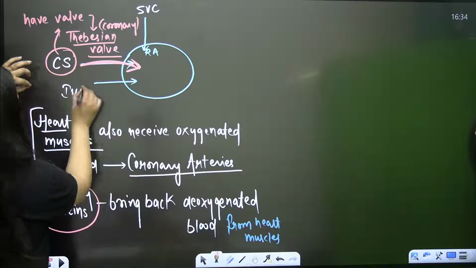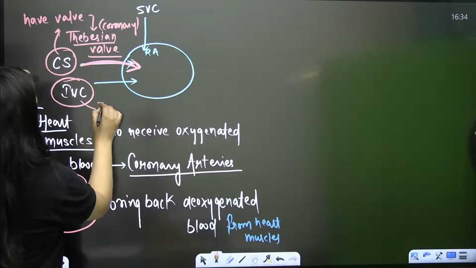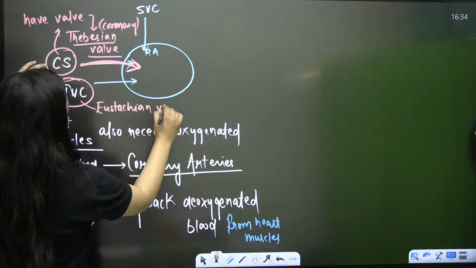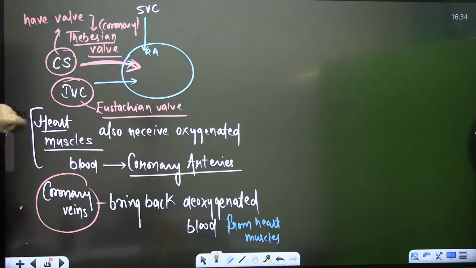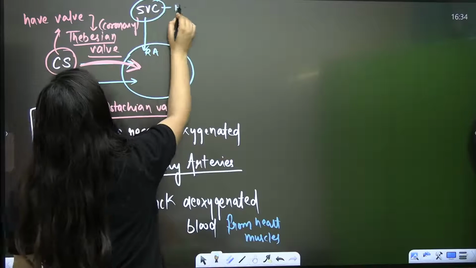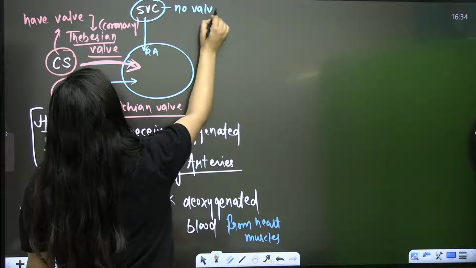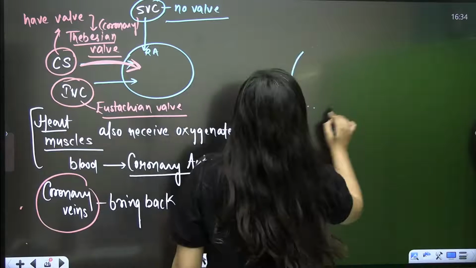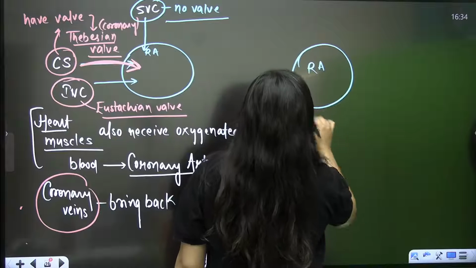So the inferior vena cava has the Eustachian valve. The coronary sinus has the Thebesian valve, and the superior vena cava has no valve. Understood? So let's take the right side first, and then let's discuss the next part.